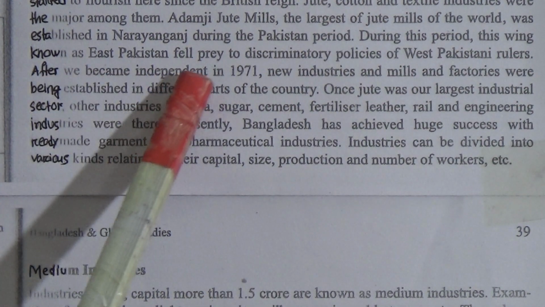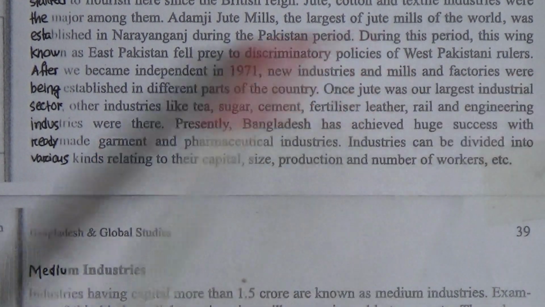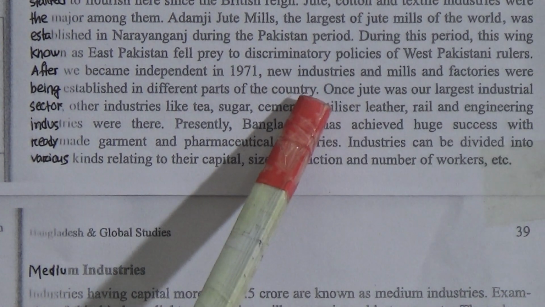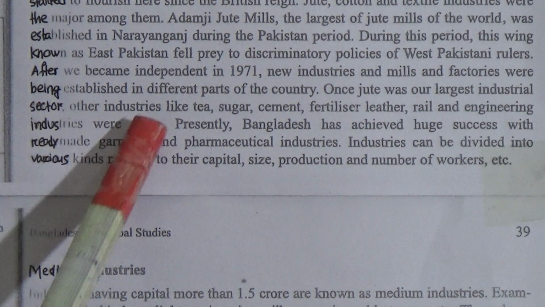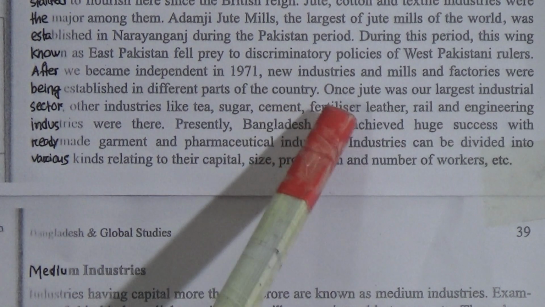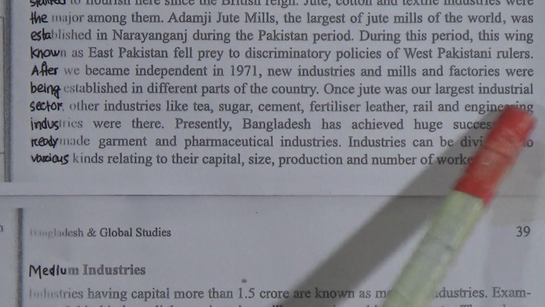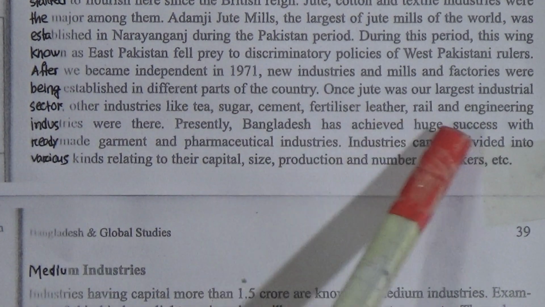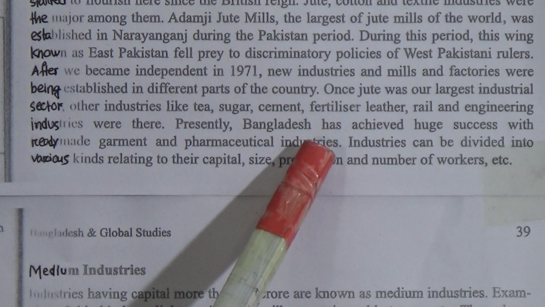After we became independent in 1971, new industries and mills and factories were being established in different parts of the country. Once jute was our largest industrial sector. Other industries like tea, sugar, cement, fertilizer, leather, rail and engineering industries were there. Presently, Bangladesh has achieved huge success with ready-made garment and pharmaceutical industries.